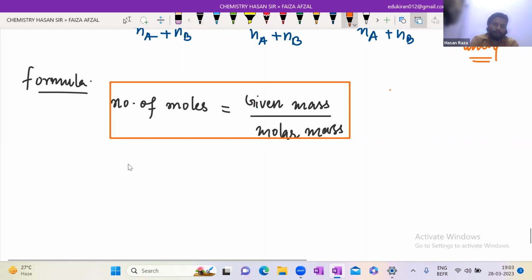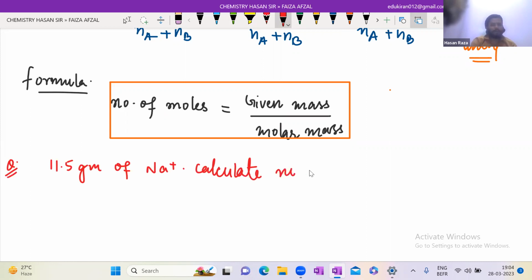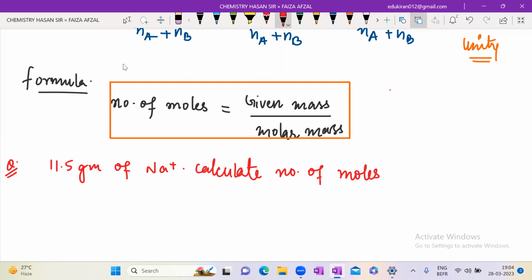Yes, I can. Okay. So first of all, I'm going to give you a question to calculate the number of moles. Then I will give you questions on mole fraction. I'm going to give you 11.5 gram of Na plus. Calculate the number of moles. Please do it.